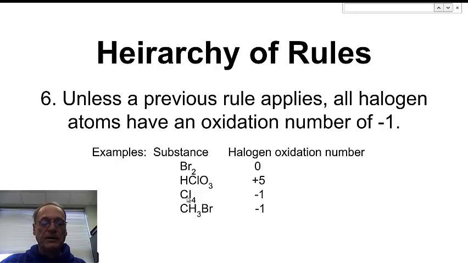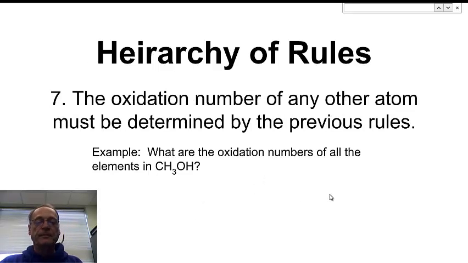That should be CCl4, carbon tetrachloride. The oxidation number of the chlorine is -1 because chlorine is always -1 unless previous rules disagree, but they don't in this case. And similarly, the bromine here is a -1 because bromine is always a -1 unless previous rules disagree. Rule number 7. The oxidation number of any other atom must be determined by the previous rules.